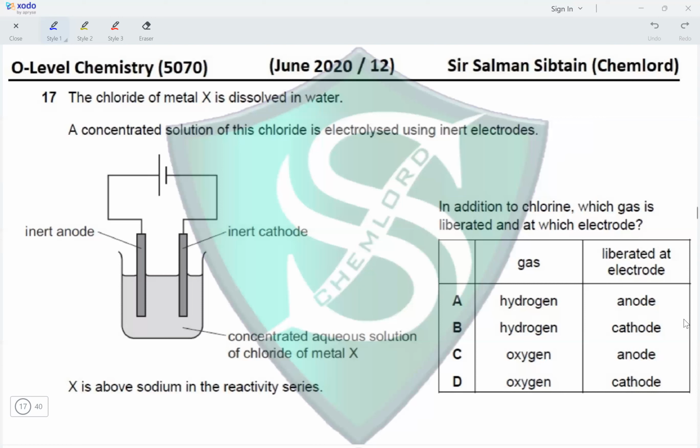So chlorine would be released at the anode because chloride ions will release electrons and form chlorine. So the other electrode would be the cathode. So options B and D have cathode present, A and C have been eliminated. And since this metal is more reactive than sodium, hydrogen gas will be produced at the cathode. So B has hydrogen present, D has oxygen present, making B the correct option for this question.